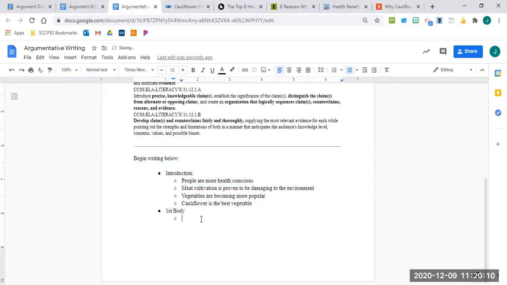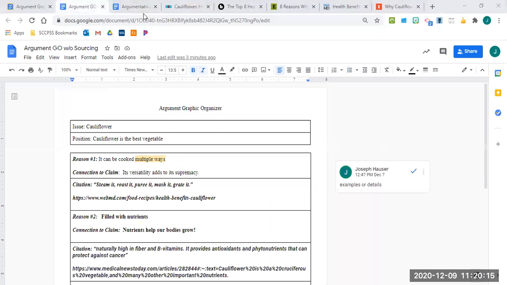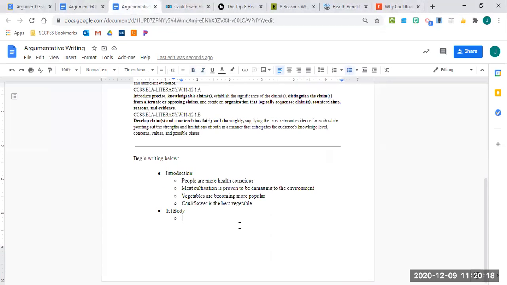First body is talking about my first claim that it can be cooked multiple ways. One reason cauliflower is the best vegetable is because it can be cooked. Always use "myriad" when you can, myriad ways. It just means a lot, but it makes you sound smarter. I can cook myriad ways. When I got my master's degree, every single one of my papers used the word myriad in one way or the other. Very proud of that. It can cook myriad ways.